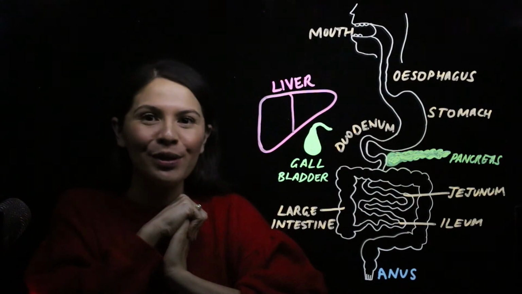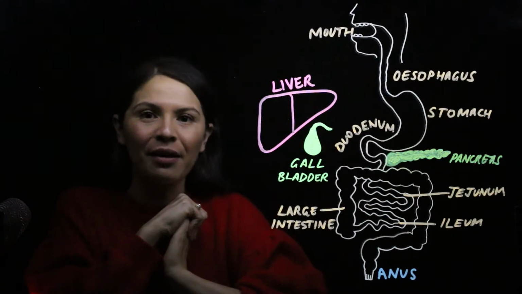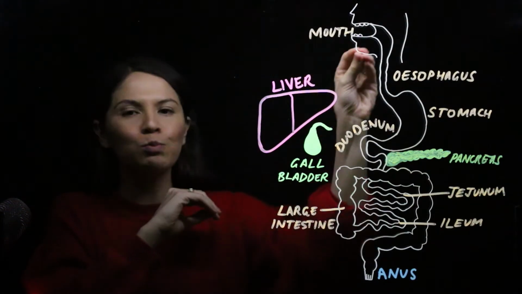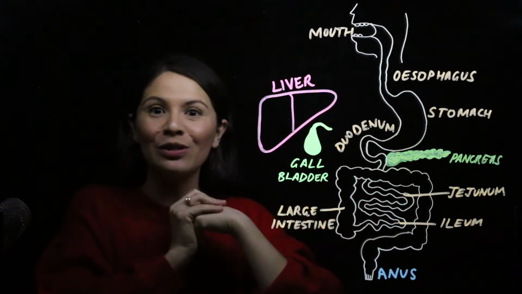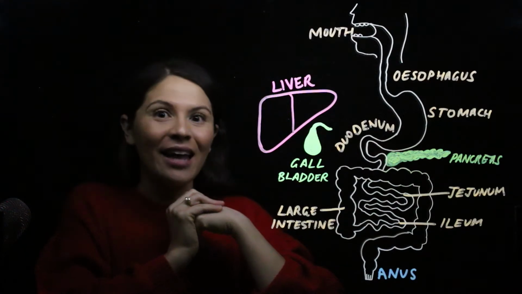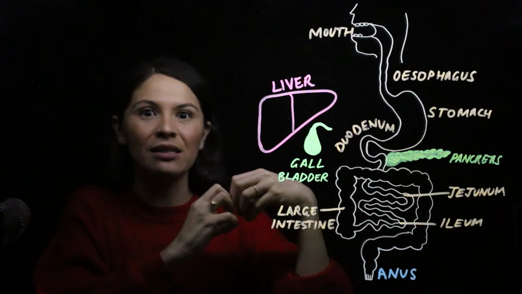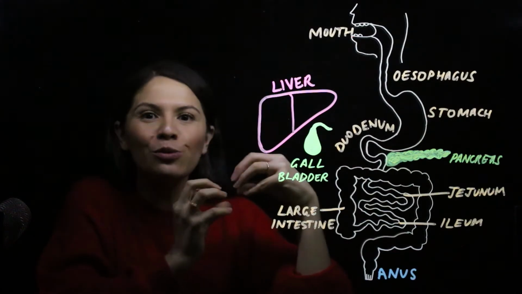Let's have a look at this process step by step, starting at the mouth. As an example, think about eating an apple. You take a big bite of it, and the first thing you do is you start chewing it up with your teeth. And that is mechanical digestion in your mouth. You are chewing those large pieces of apple down into smaller ones, into a pulp.